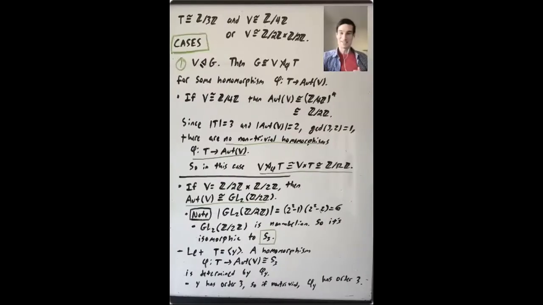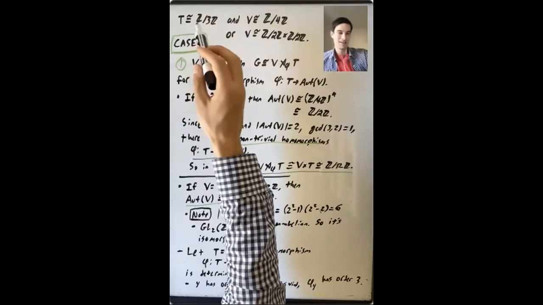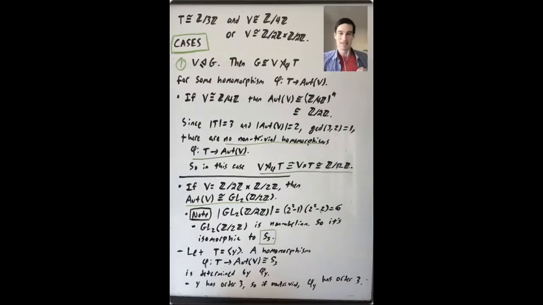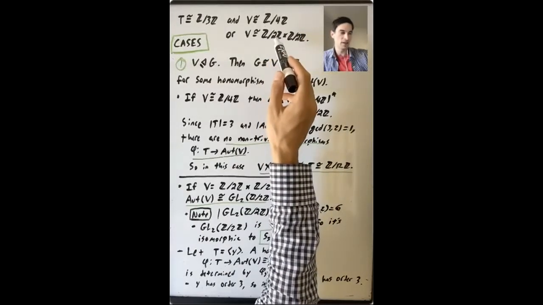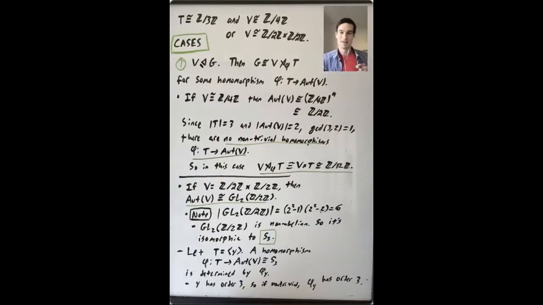Let's continue this discussion of classifying groups of order 12. We have a Sylow 3-subgroup, T, which is isomorphic to Z mod 3Z, and a Sylow 2-subgroup V, which has order 4. So it's either isomorphic to Z mod 4Z or to Z mod 2Z cross Z mod 2Z. We know that either T or V, or maybe both, are normal in G, and that allowed us to apply the recognition theorem for semidirect products.